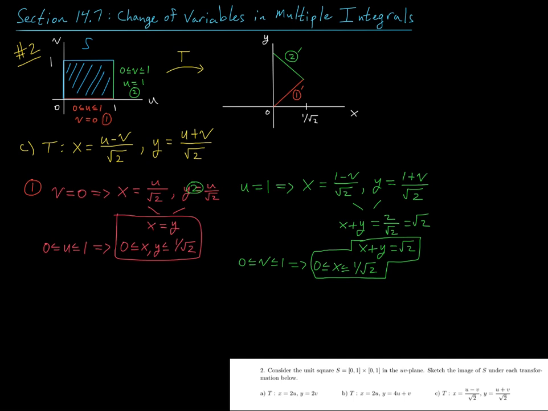Okay, and although I didn't put it in the figure, this height right here, which would just be the y-intercept of this green line, x plus y is root 2, would be up here at root 2.